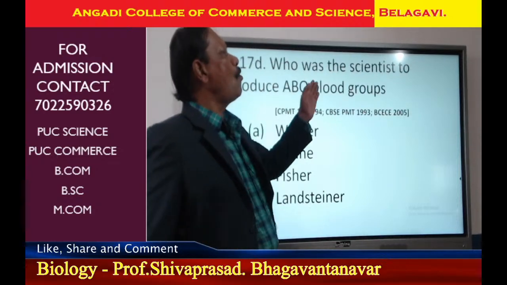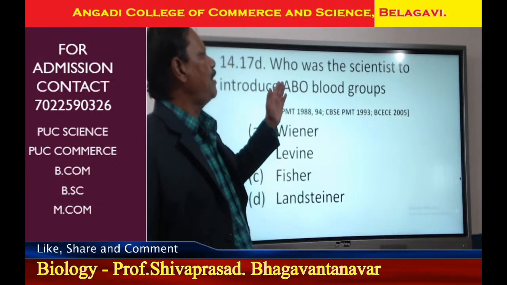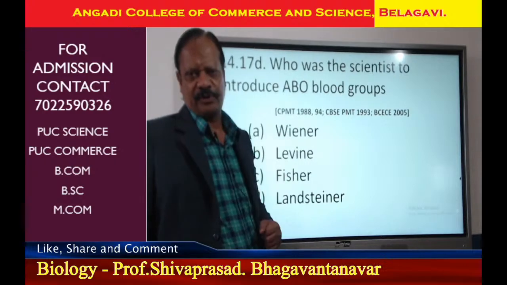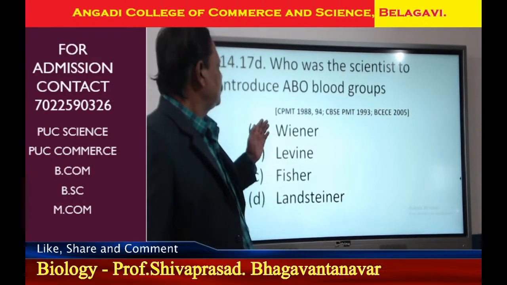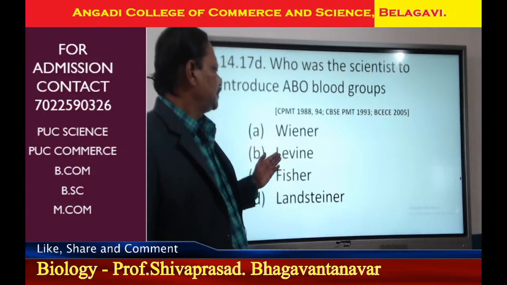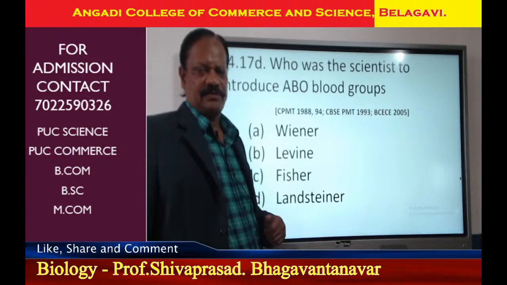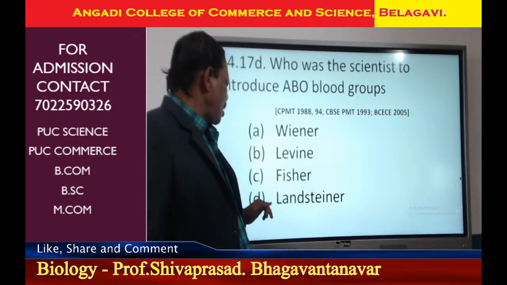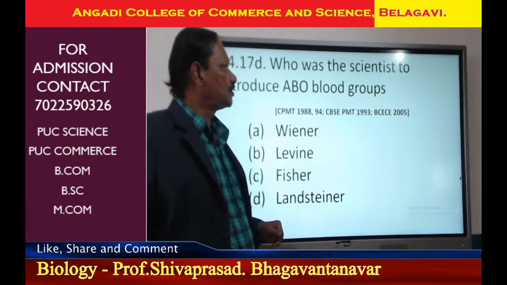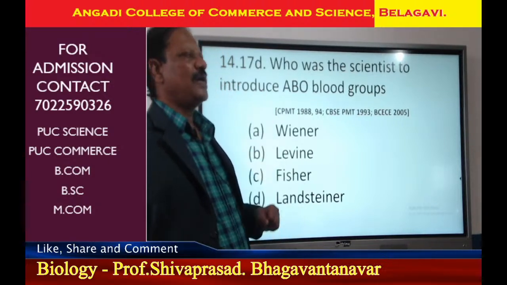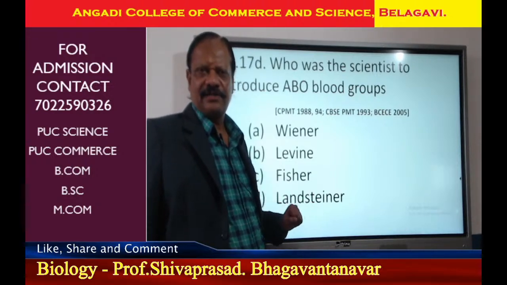Here, who was the scientist who introduced the A, B, O blood groups? The options are Weiner, Levine, Fisher, Landsteiner. So here, option D, Landsteiner, is the right answer. The ABO blood group was introduced by Landsteiner. Next one.